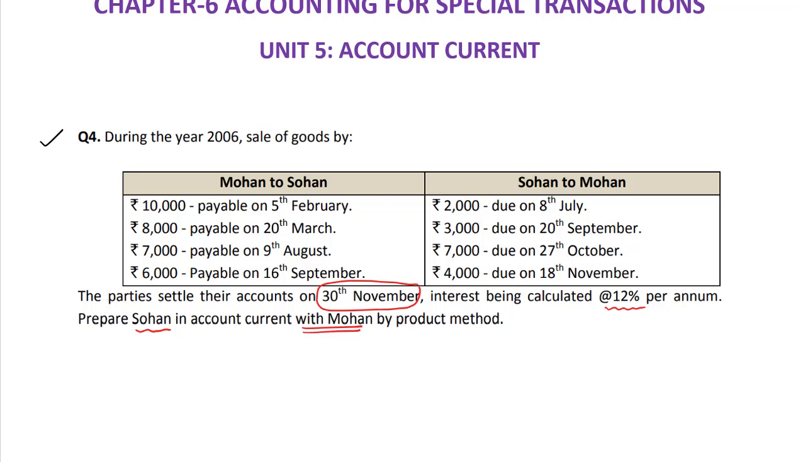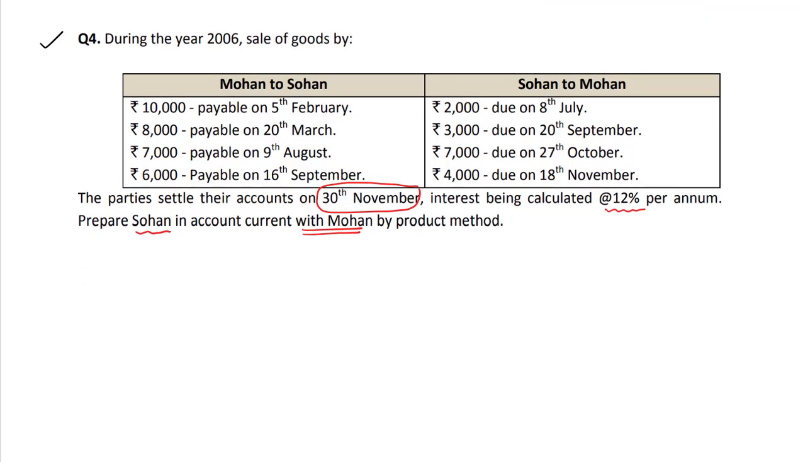So the question is very direct. By product method, the method is also specified. If the method is not specified, still will solve the sum by product method only. Let us continue. Solution.